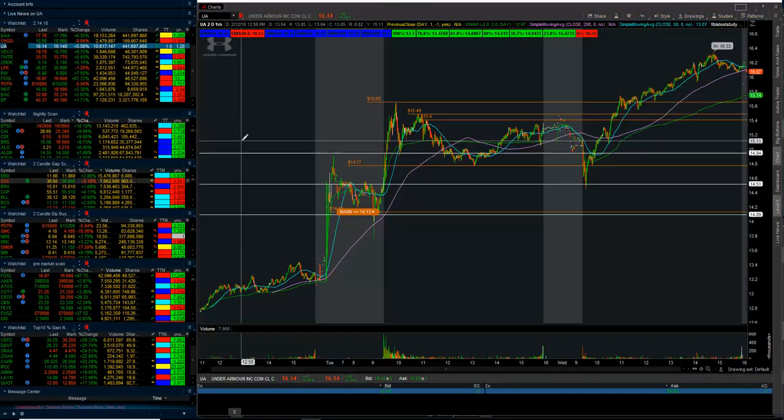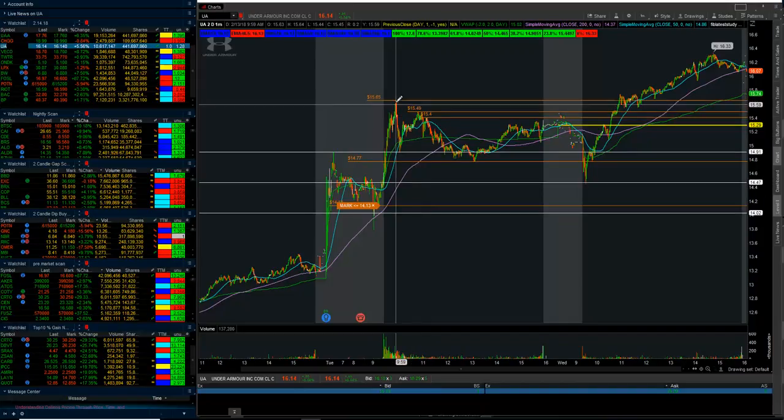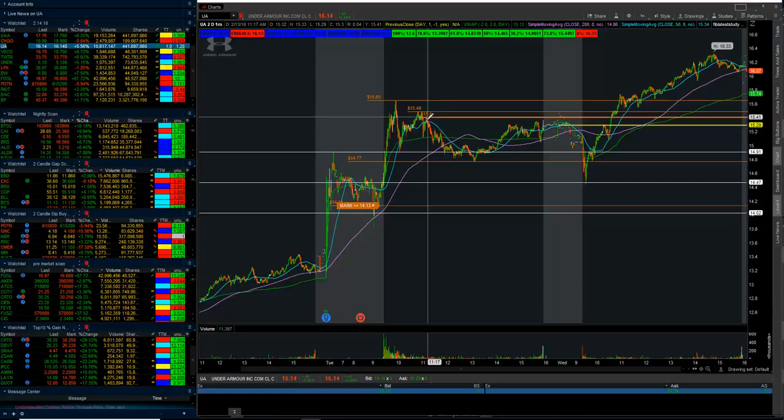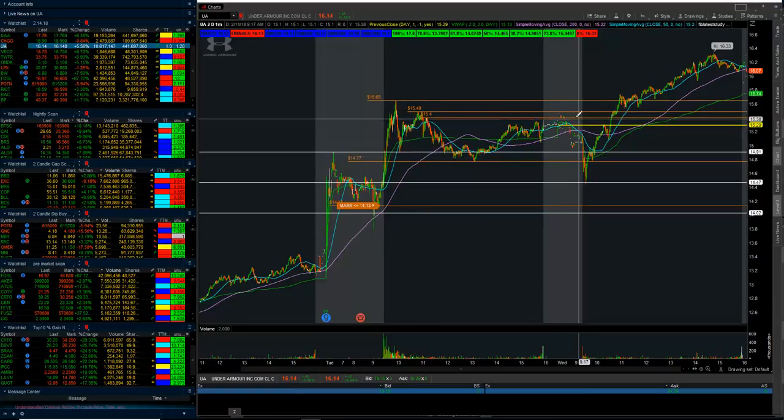Okay, UA, we had some key support and resistance levels based off yesterday, right? So this was the high, 1565. The next support level was 1549. The next one was 1540. And then 1477 was a clear support level. Well, all right, let's see what happens.